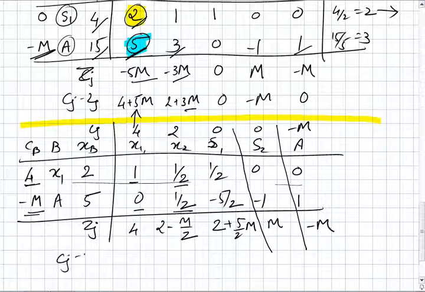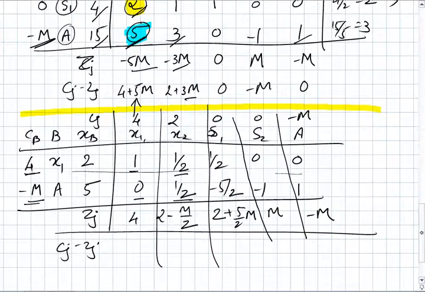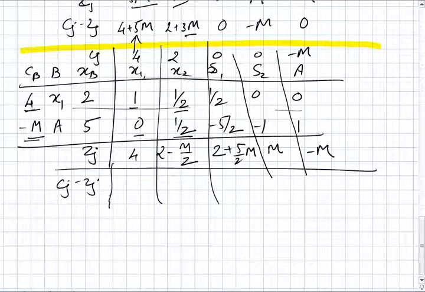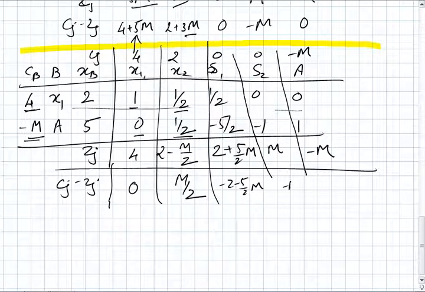So Cj minus Zj's are here 4 minus 4 is 0, 2 minus (2 minus m by 2), so here it is m by 2. Here 0 minus (2 minus 5 by 2m), so -2 plus 5 by 2m. 0 minus m, so -m, and -m minus -m, so 0. So positive quantity is only for this, x2 will enter a basis.